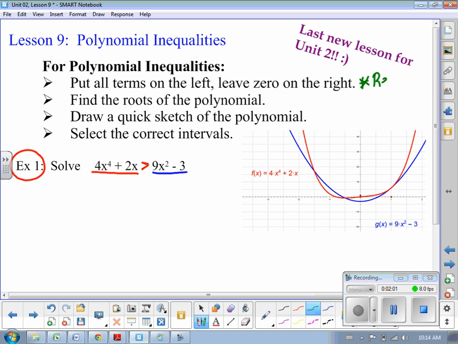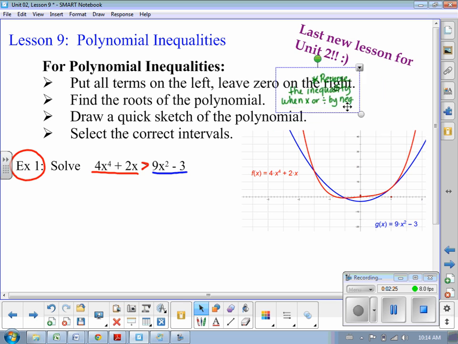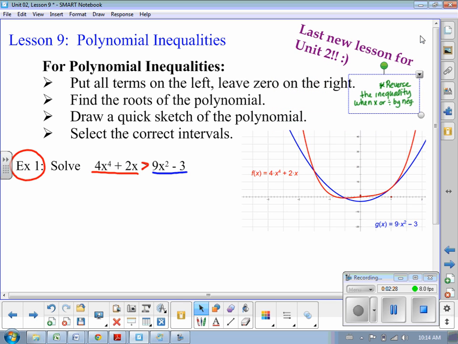So reverse the inequality when multiplying or dividing by a negative. Hopefully you remember that from Unit 1.